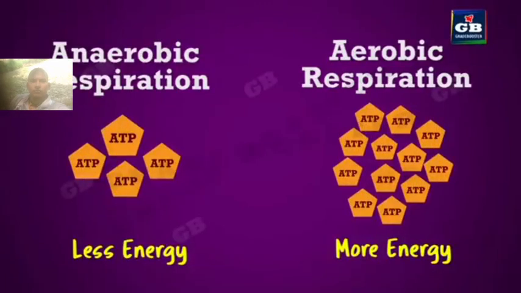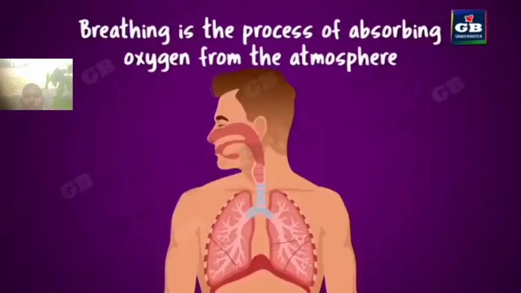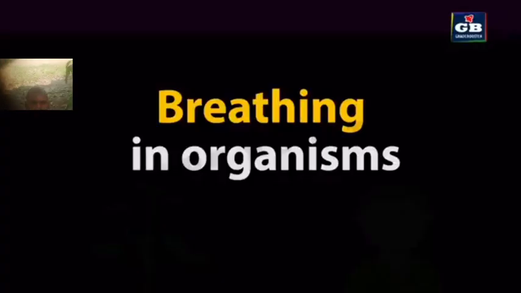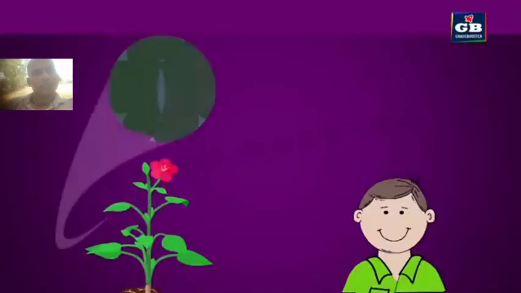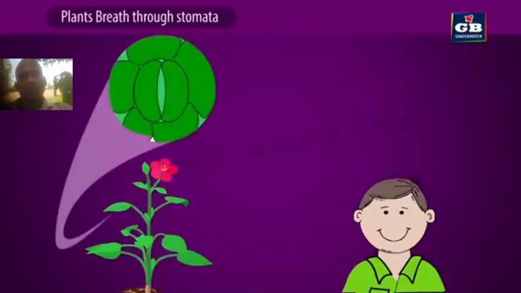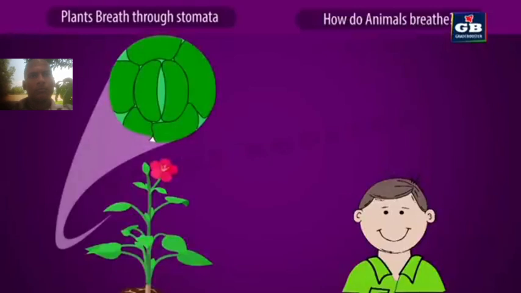But for the process of aerobic respiration, a continuous supply of oxygen is needed. But how do aerobic organisms get the continuous supply of oxygen? It is done by breathing. Plants have small pores on their leaves called stomata for the exchange of gases. Animals need special respiratory organs for the exchange of gases.